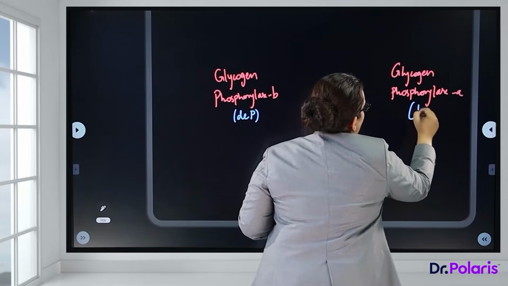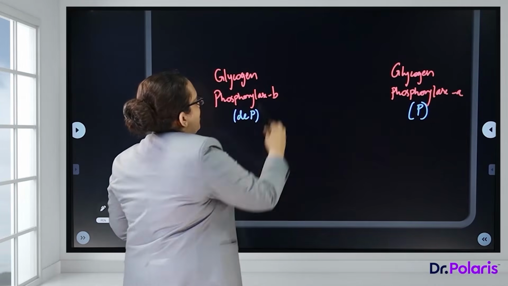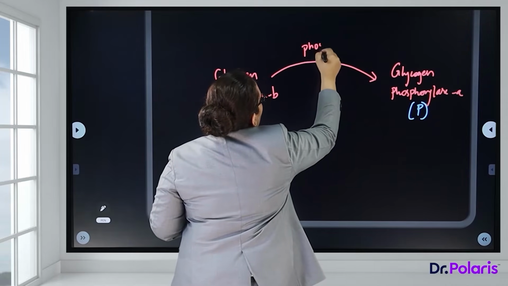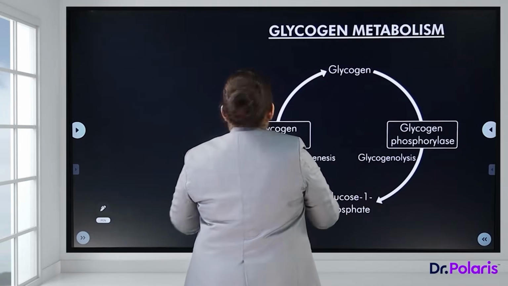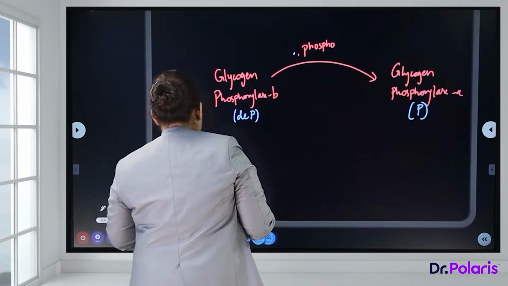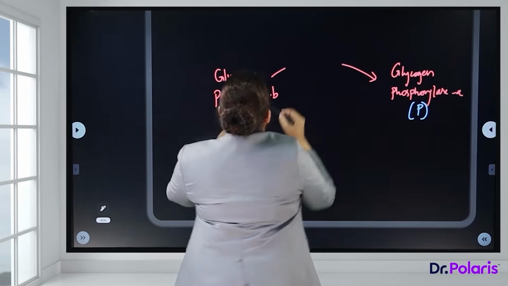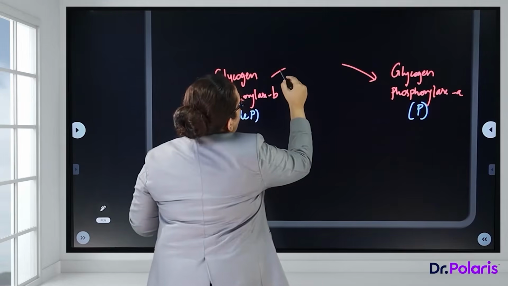The active form is in the phosphorylated form. Phosphorylase, phosphorylated form. Okay. Now, in order to convert this again, you need a phosphatase. Sorry. In order to convert this, you need a kinase. Because you have a dephosphorylated form, you need to add a phosphate group. So you need a kinase for this.